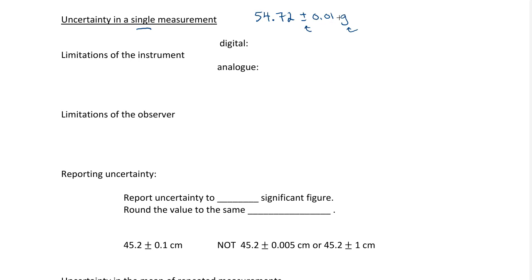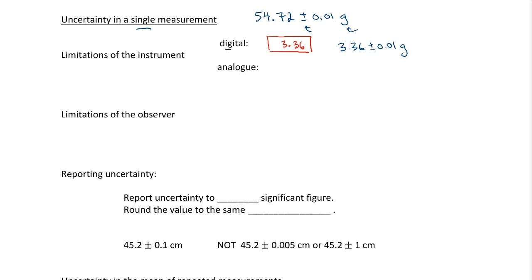So how do we figure out what this uncertainty should be? First, let's talk about the limitations of the instrument itself. There are a couple of different guidelines that we can follow. With a digital instrument, you might see a reading something like this on a balance. So we would read that as 3.36 plus or minus 0.01 grams.